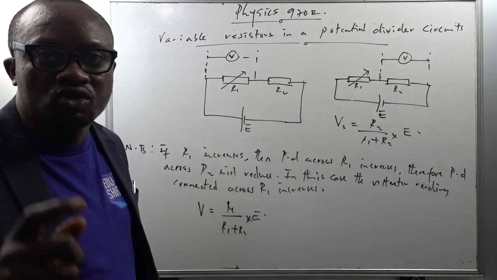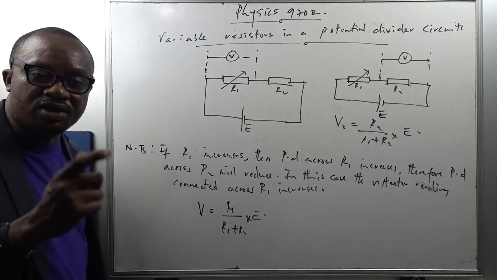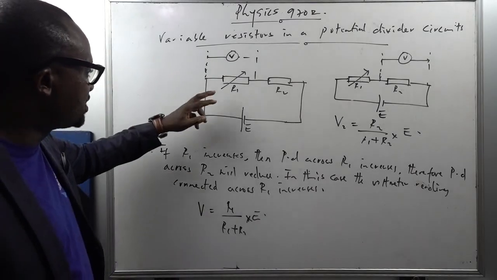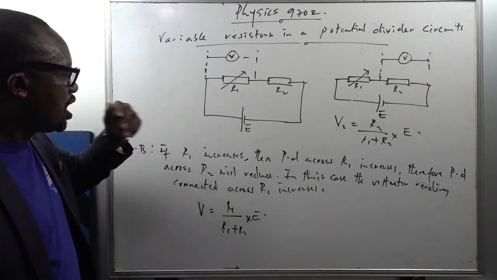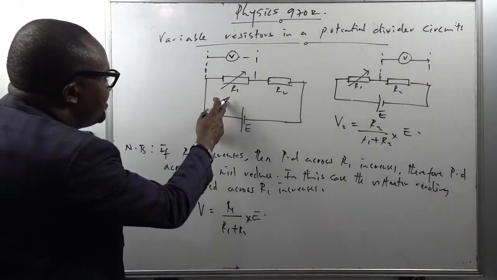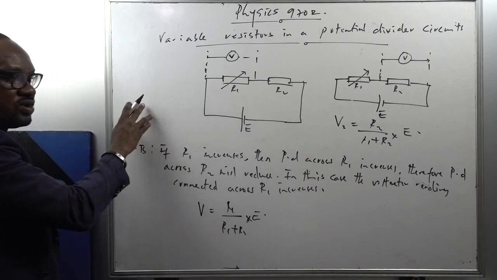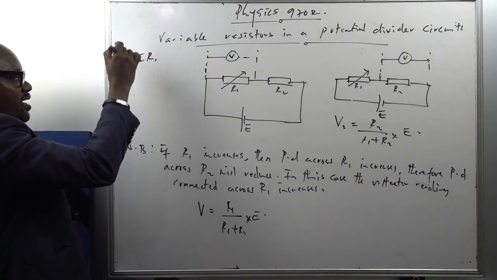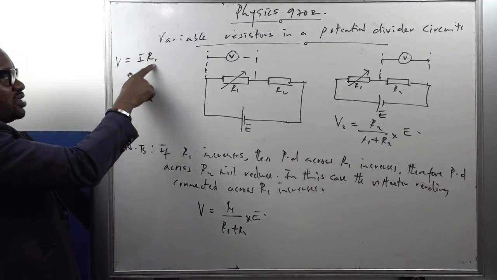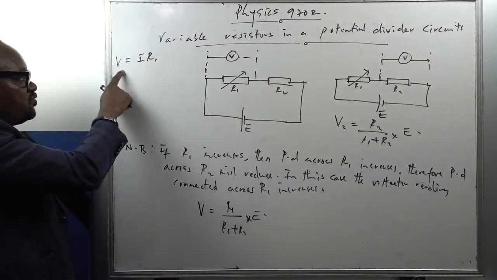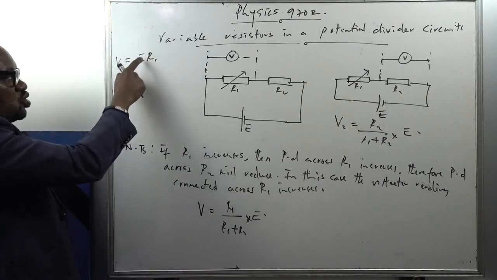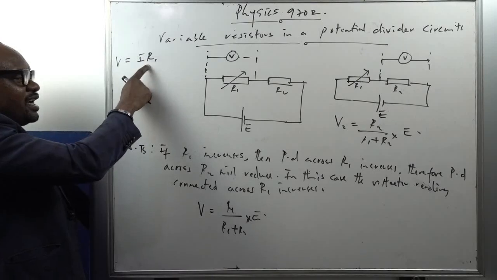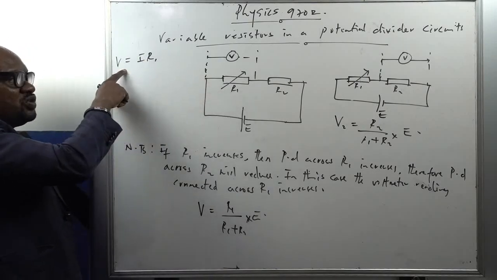Another way to look at it is this. If I want to explain it like this, I could say the voltmeter reading across R1 is given as IR1. And the variable resistor there is what? Is R1. Therefore, the voltmeter reading is proportional to the resistance of R1. So if the resistance of R1 increases, the voltmeter reading will do what? Will increase.